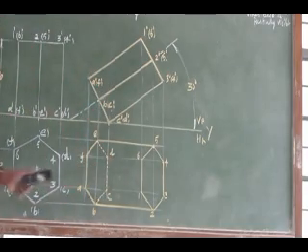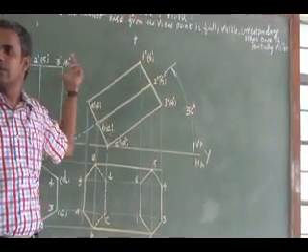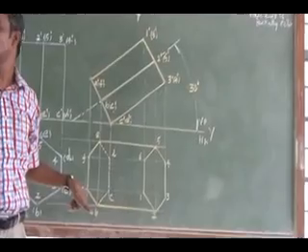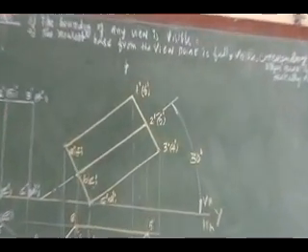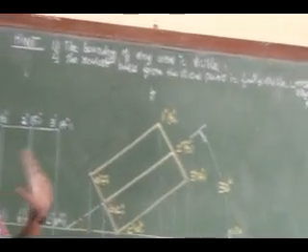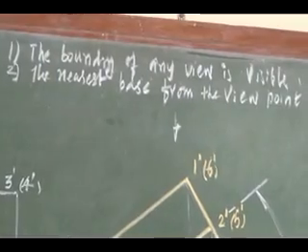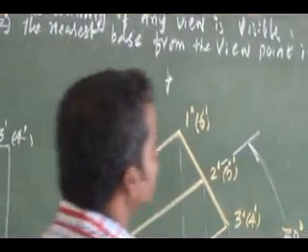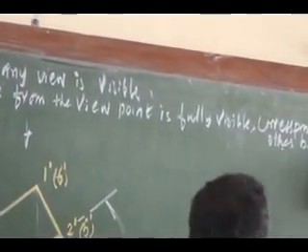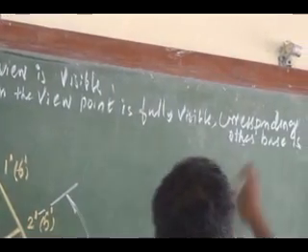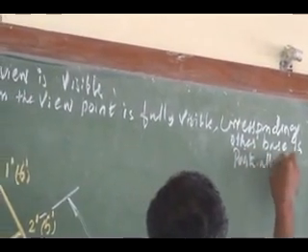Right. So you see, one base is fully visible. That is the nearest base from the viewpoint, and the other base is partially visible. The partially visible portion is from the axis: above the axis is visible, below the axis is hidden. So that I have joined with a hidden line. That is, the corresponding other base is partially visible.